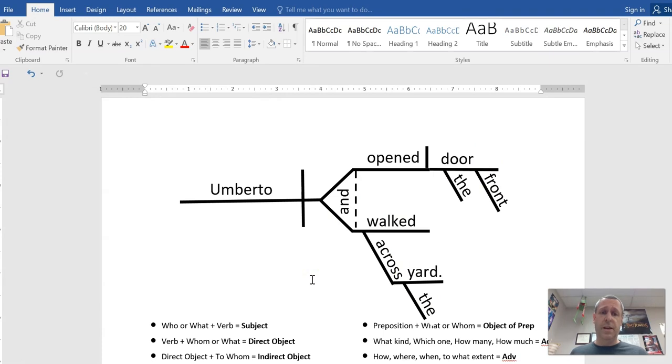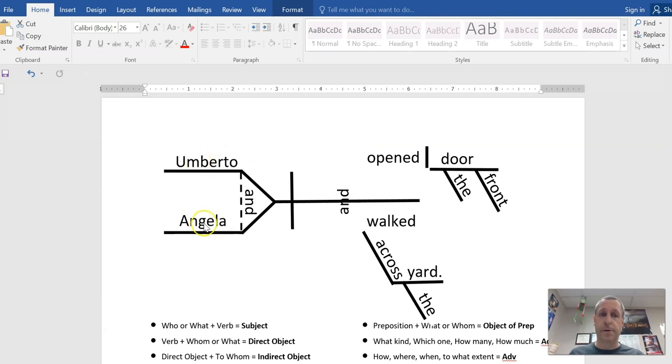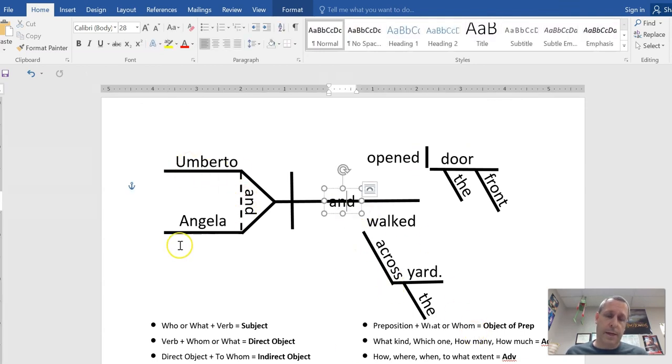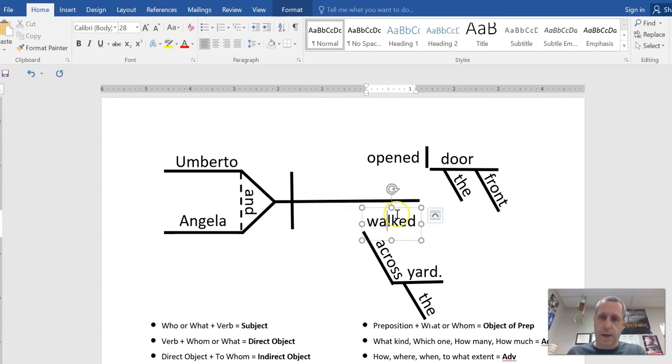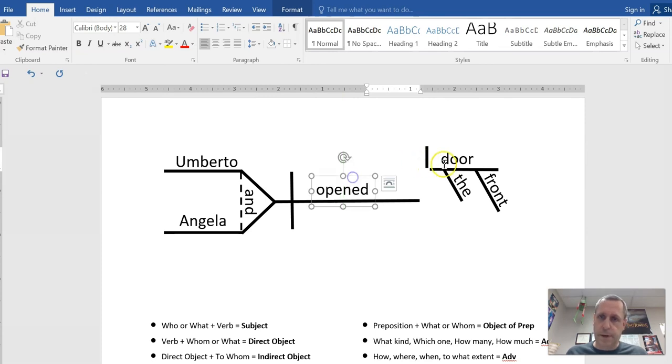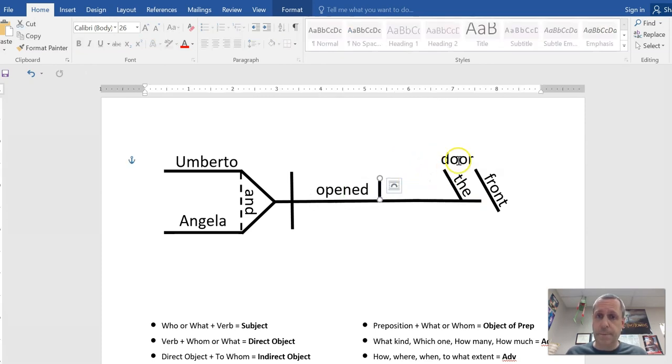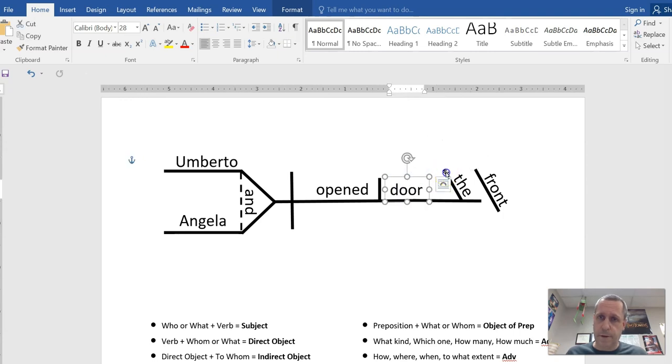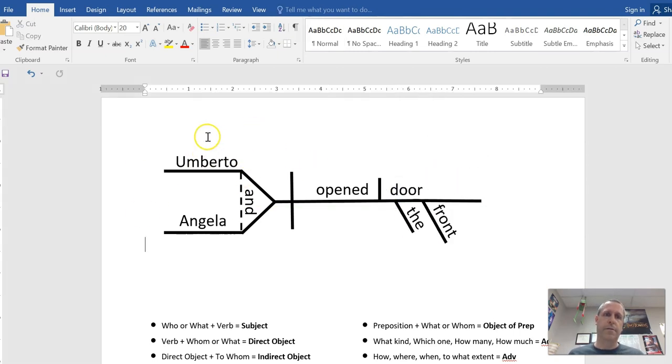And the same is true if you were to want to make it a verb with a compound subject instead. So that Umberto and Angela did the first action, opened the door, and not the walking across the yard. I keep my bracket on the left side where the subject is, and I can just get rid of everything else and move open down there, as well as the direct object and its modifiers. So now I have Umberto and Angela opened the front door. So that's how to diagram compound verbs and compound subjects.